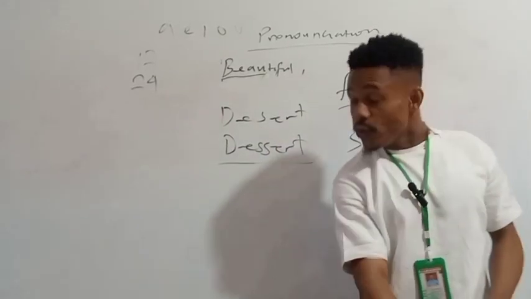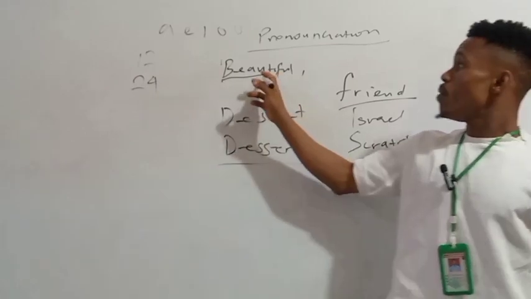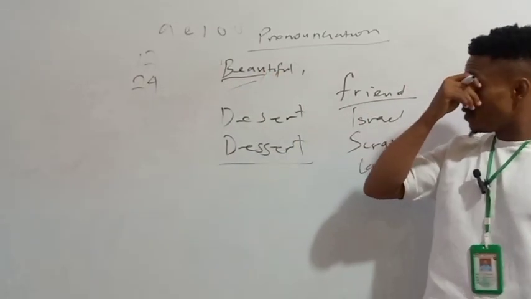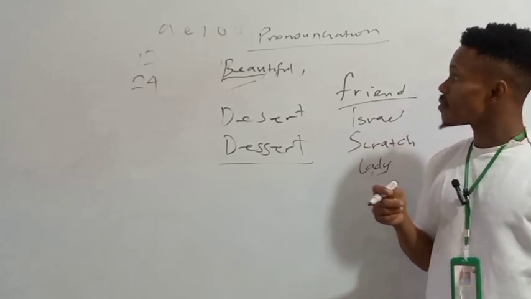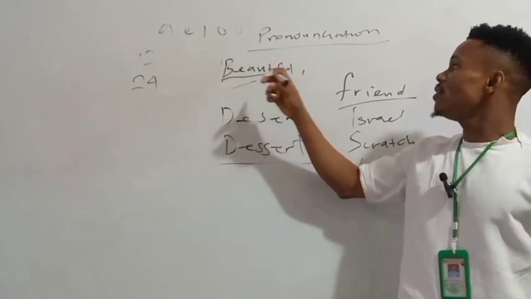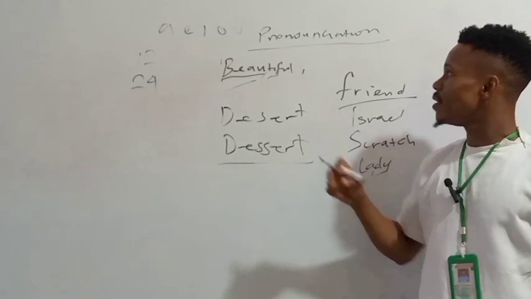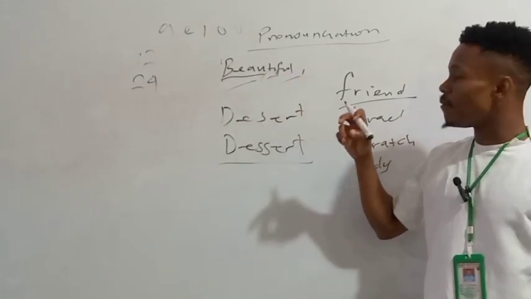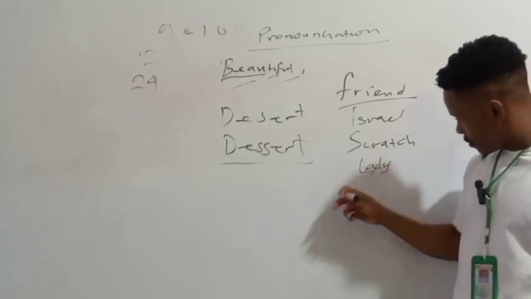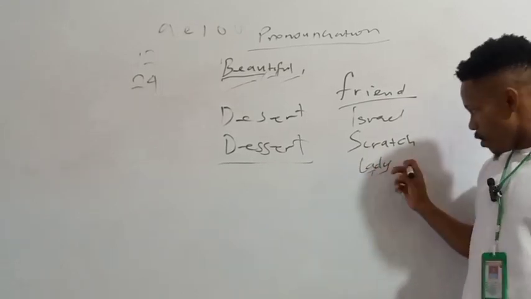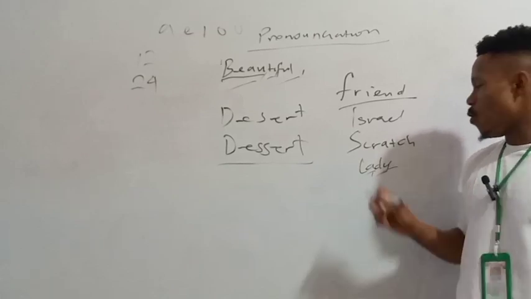So if you check view, you will see a vowel. If you check the next word, you will see a vowel. If you check full, you will see a vowel. If you check this, you will see a vowel. What's the vowel in the next word?